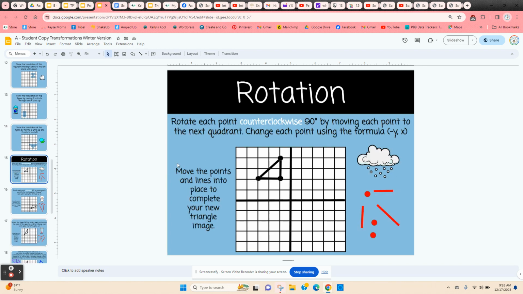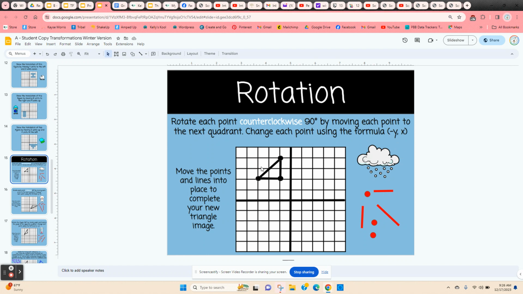Rotation's a little bit tricky. You might want to do the first one with the students. So this one, they're going to rotate counterclockwise 90 degrees. That would put the new figure in quadrant 3, and we're rotating around the origin. So we're going to be using this formula. This formula is used for counterclockwise 90 degrees.